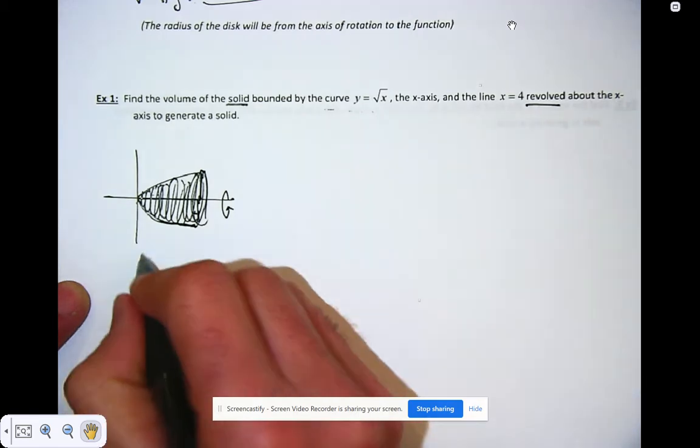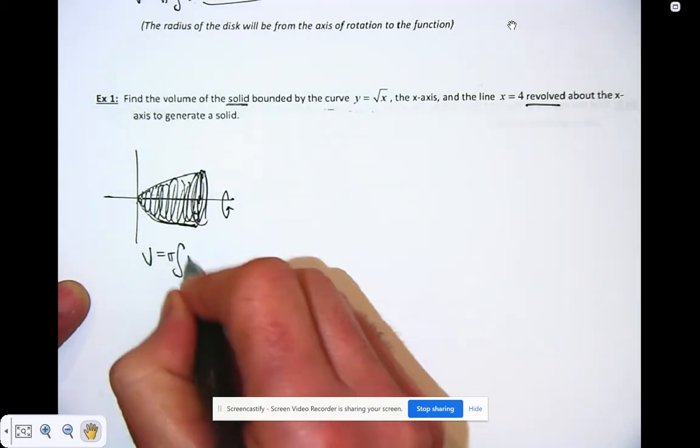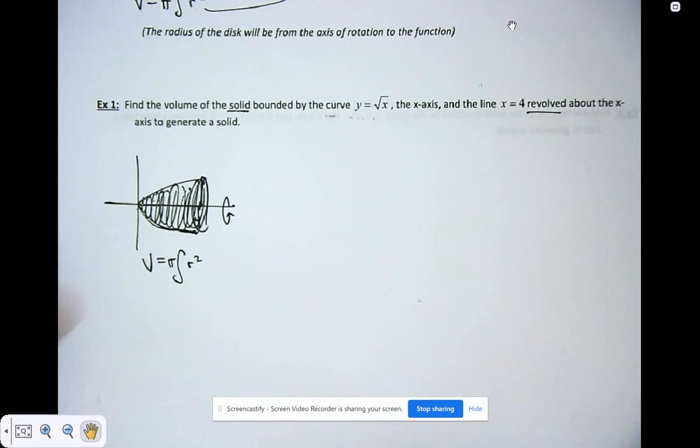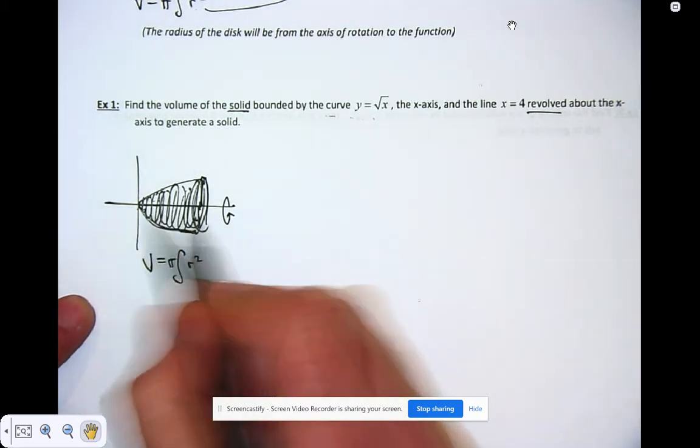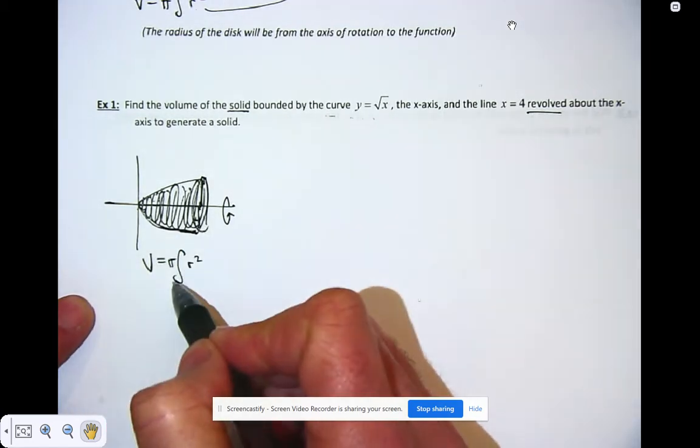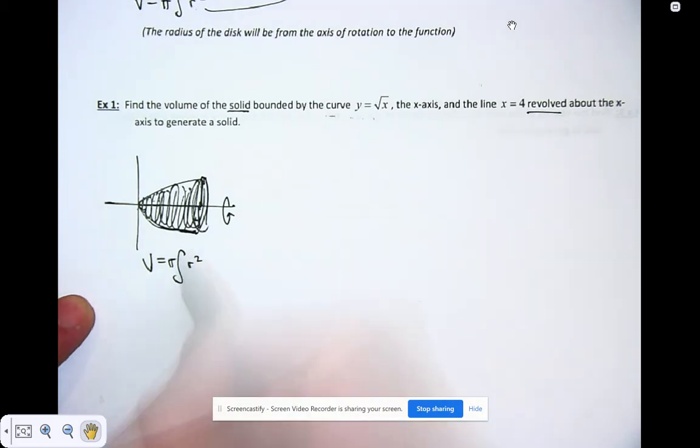And so really, I'm going to find the volume by just doing pi times the integral of r squared. Because pi r squared is the area of each individual circle, and an integration sign is a summation, right, of all of those things.